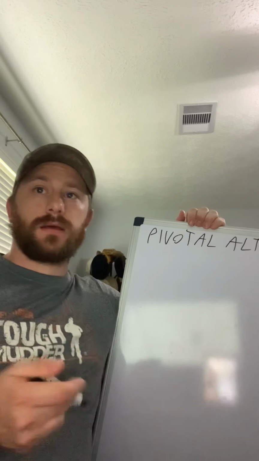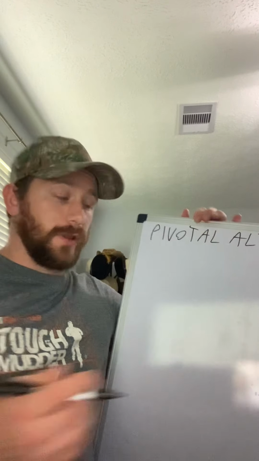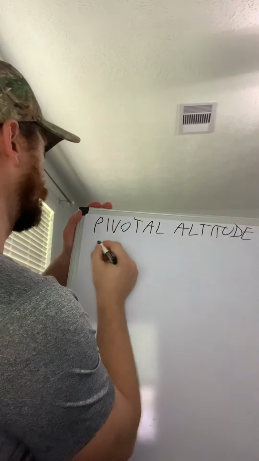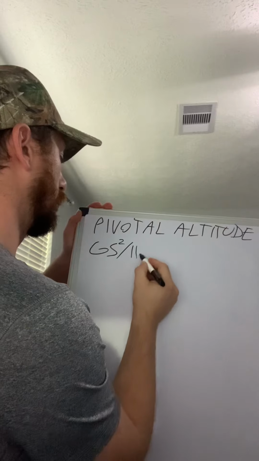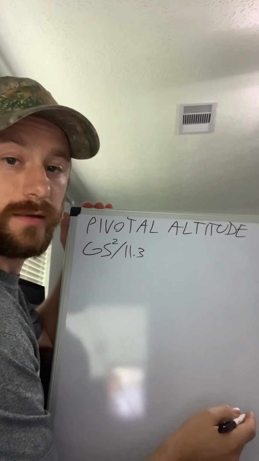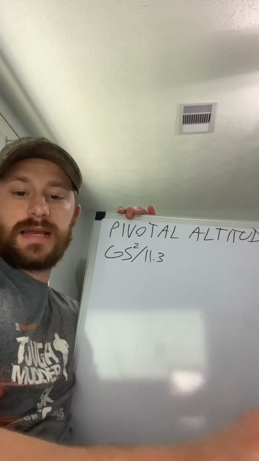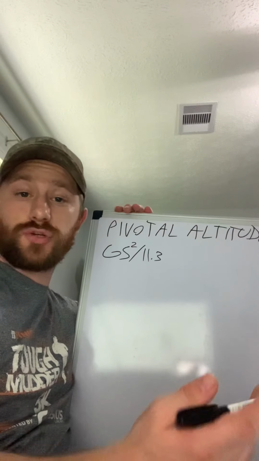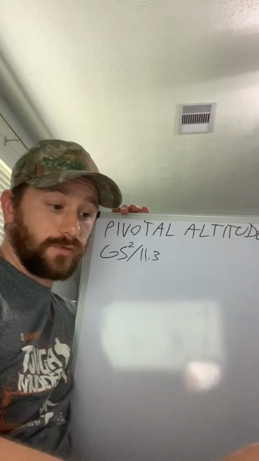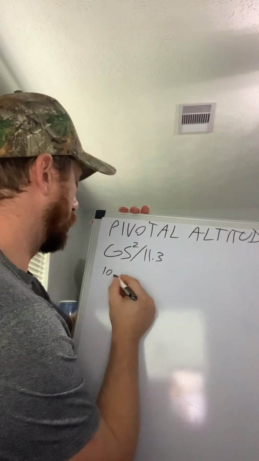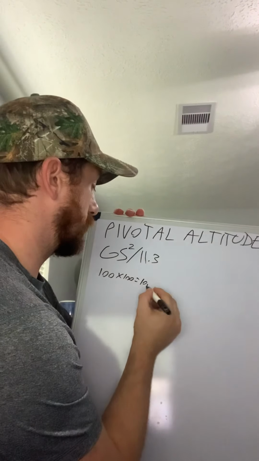turn. Okay, so how do we determine pivotal altitude? Well, we use a simple formula. That formula is ground speed squared divided by 11.3. Okay, so let's look at that for a second. Let's say we're at 100 knots ground speed. So we look at our calculator. We will do 100 times 100, it's 100 squared, and that equals 10,000.